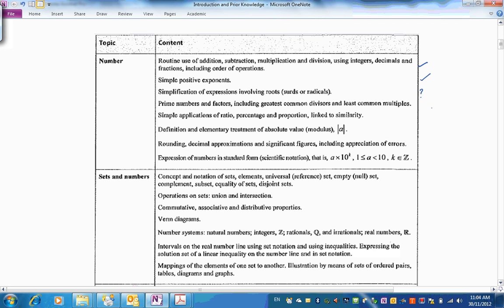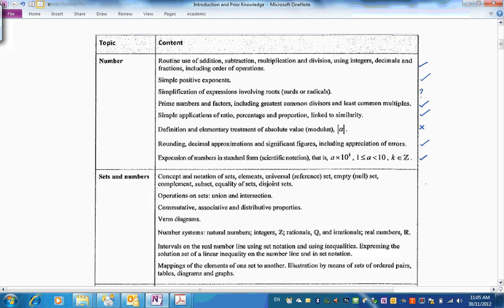Prime numbers and factors, common divisors, least common multiples, usually done by the end of Year 10. Simple application of ratio, percentage and proportion. Yes. Definition and treatment of absolute value. Now this is usually not taught before Year 11. Rounding, decimal approximation, significant figures including appreciation of errors. Yes. Usually have some understanding of that. Expression of numbers in standard form, yes, usually in about Year 10 with powers or exponents.